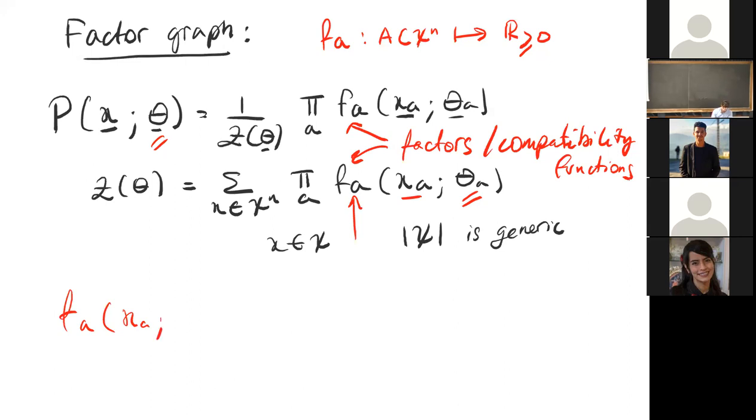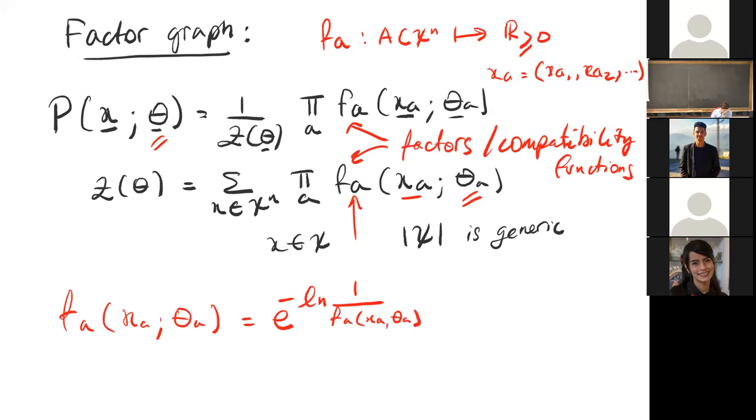But you see that if I write a given factor, and so here let me write explicitly, xa is a vector that is essentially a subset of variables: xa1, xa2, so it's a small vector like this of a subset of variables. So what I can do is just take the exponential of the log. Okay, it did nothing.